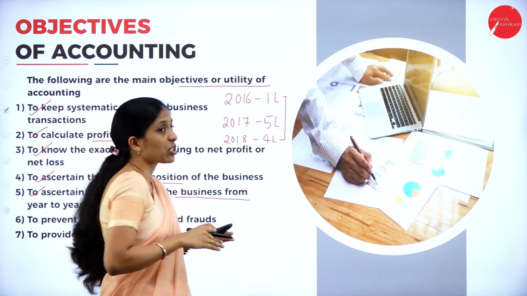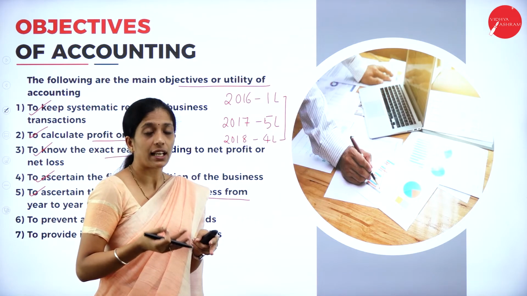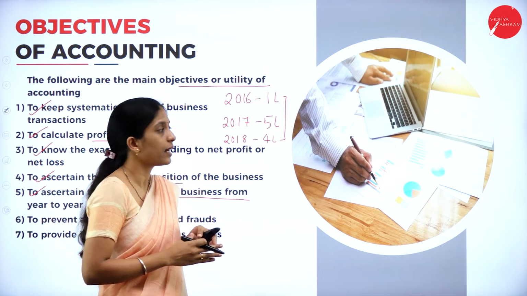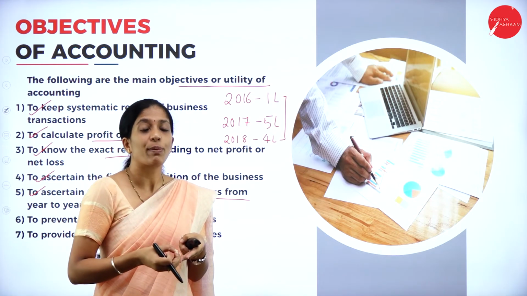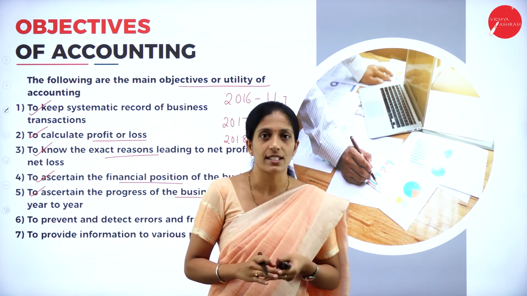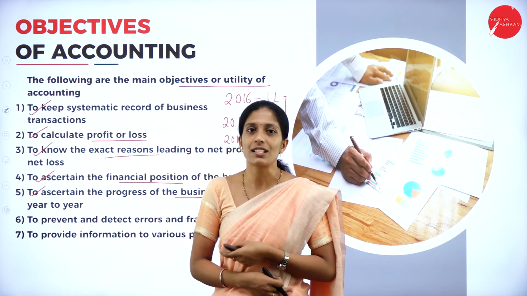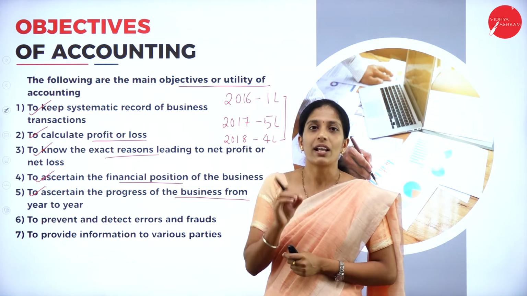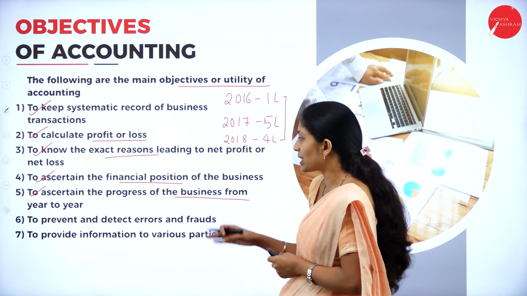In 2016 it was just 1 lakh, whereas in 2017 it was 5 lakh, so it has increased by 4 lakh. Later on in 2018 it was 4 lakh, in the sense it decreased by 1 lakh from the previous year. So such comparisons can always be made through this accounting system, where they are going to ascertain the net profit or net loss of the business.